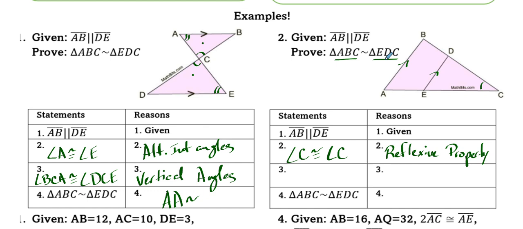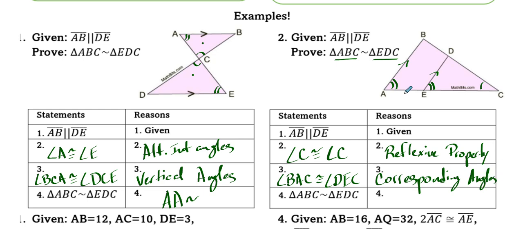The next one, I could use two things here. I'm going to talk about these two angles. I'm going to say angle BAC is congruent to angle DEC because those are corresponding angles. I have parallel lines and a transversal that cuts across them. If they're in the same spot, those are called corresponding angles, and we know that those are congruent because the lines are parallel. And since I have two angles in common between these two triangles, again, I have angle similarity.